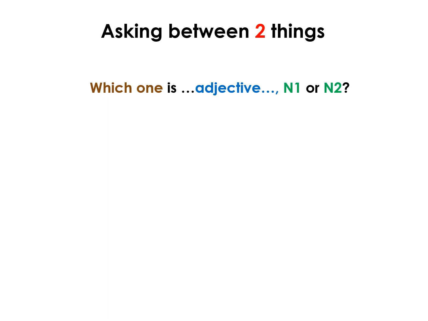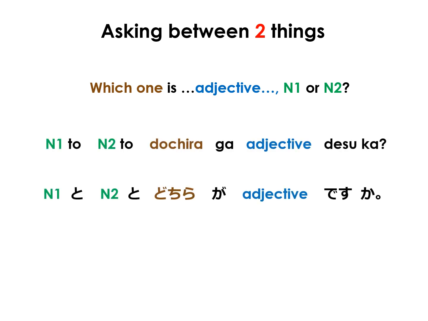Which one is so and so, N1 or N2? In Japanese, the formula for this is N1 と N2 とどちらが then say the adjective, then ですか? The particle to means and, and どちら means which one. N1 と N2 とどちらが何々ですか? Let's look at some examples.